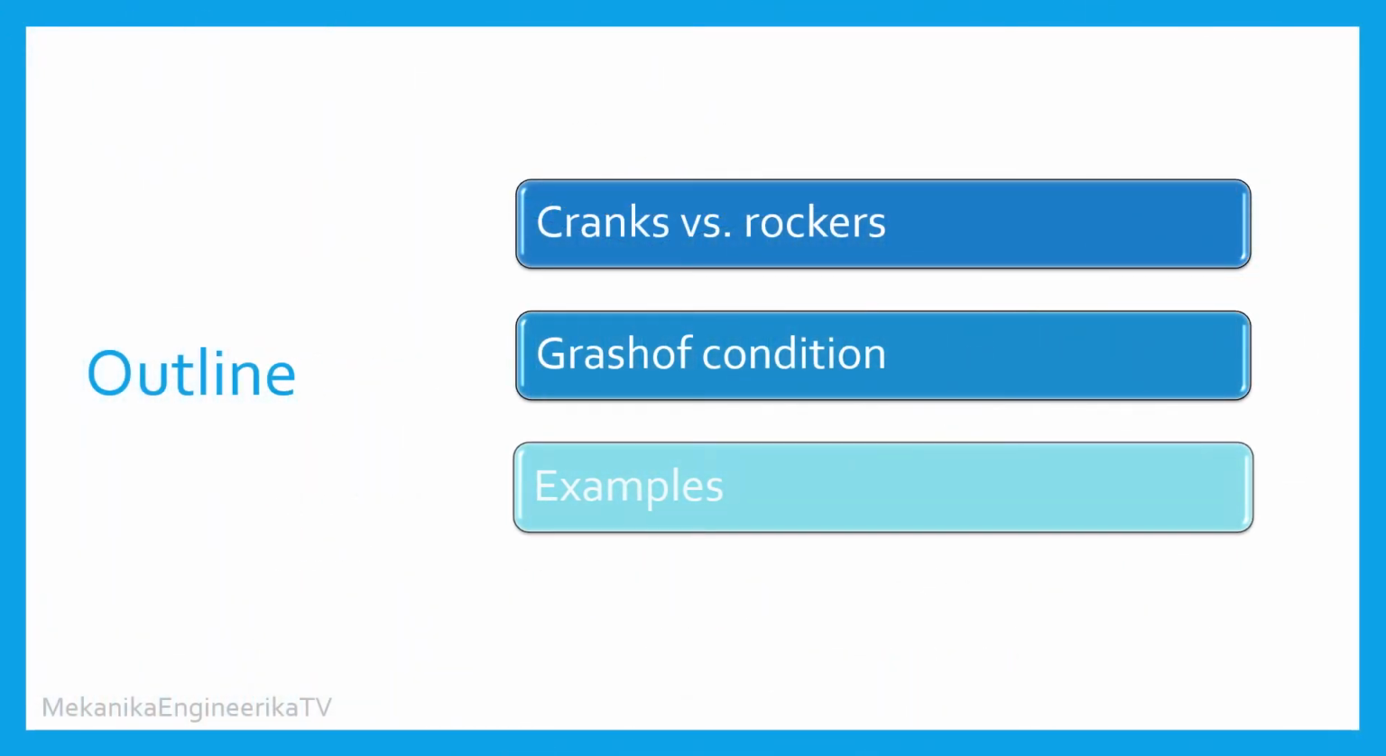Now, we know what the Grashof condition tells. We are going then to apply it to some examples. Knowing the bar lengths of some 4-bar mechanisms, we are going to predict if the mechanism is double crank, double rocker, or crank rocker.